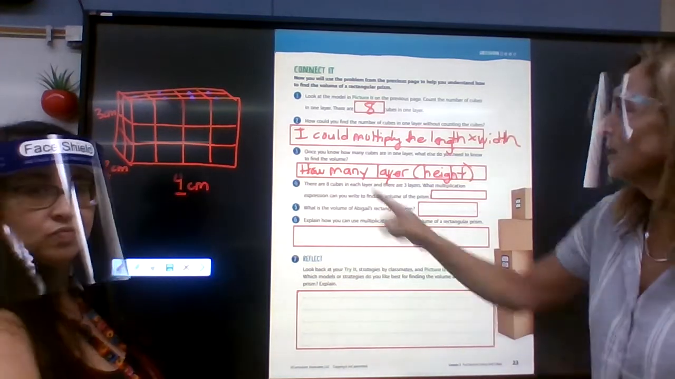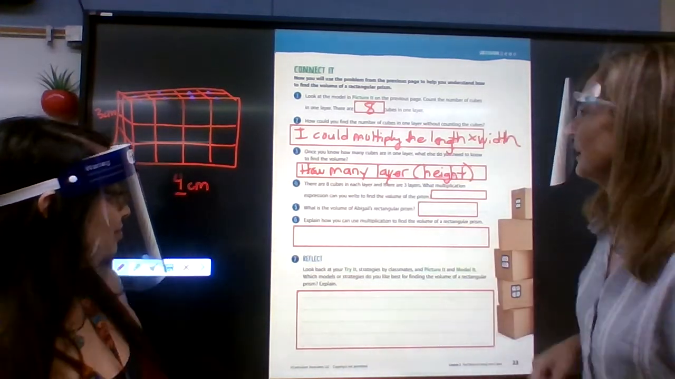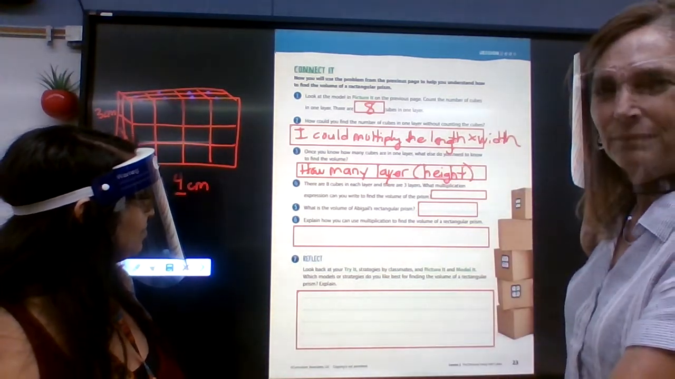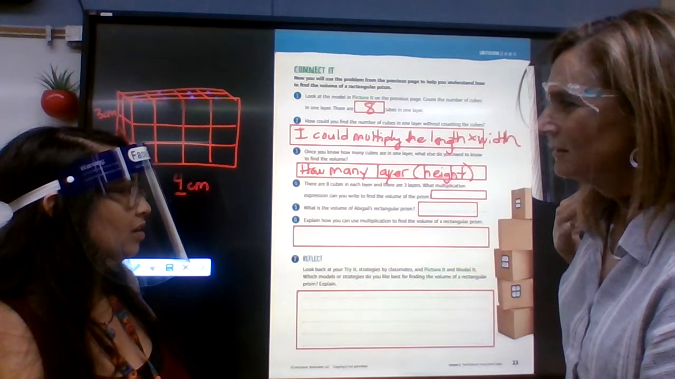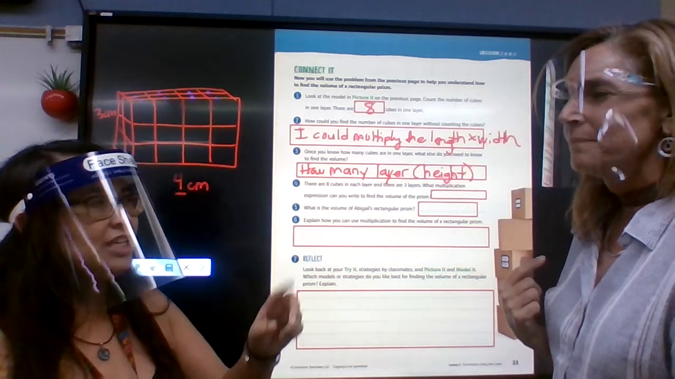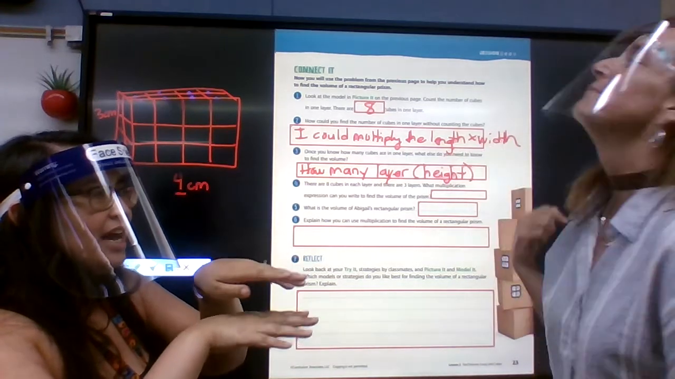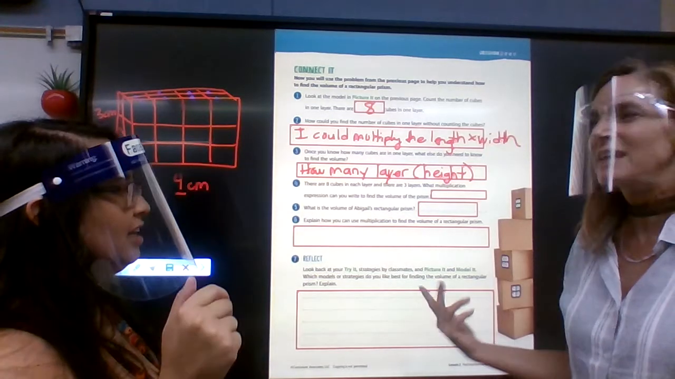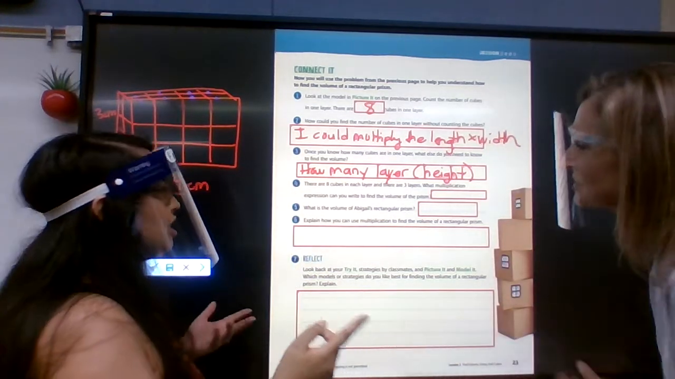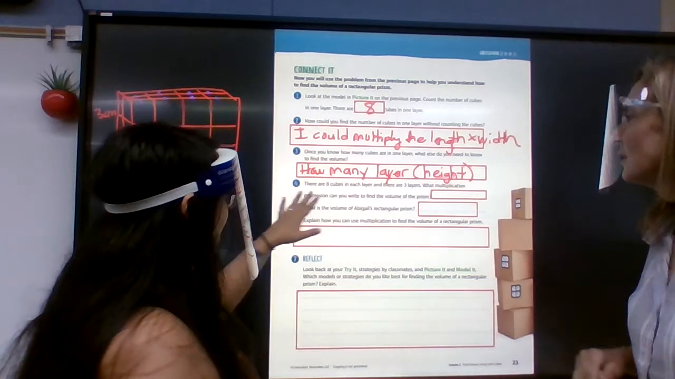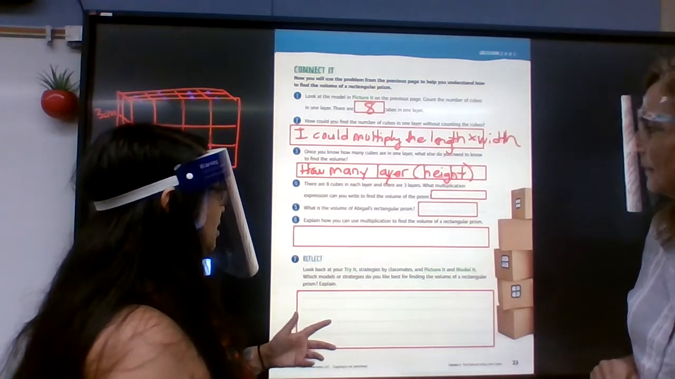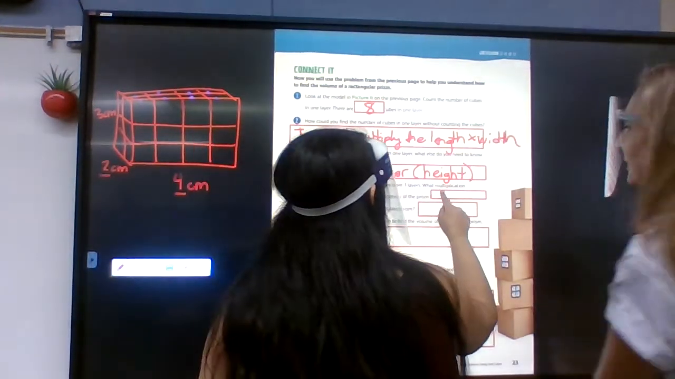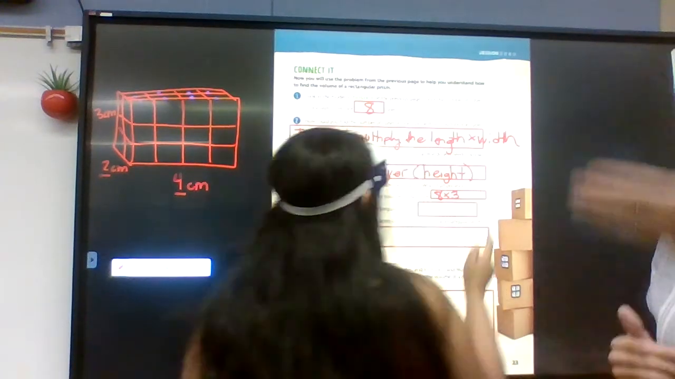Okay, so now, if we know that there are 8 cubes in each layer, and there are 3 layers, what multiplication expression? Not equation, but expression. Equations have an equal sign, and expressions don't. But I can still solve an expression, right? It just doesn't have an equal sign and a question mark. So 8 cubes in a layer and 3 layers. That would be 8 times 3. So my expression is just 8 times 3.